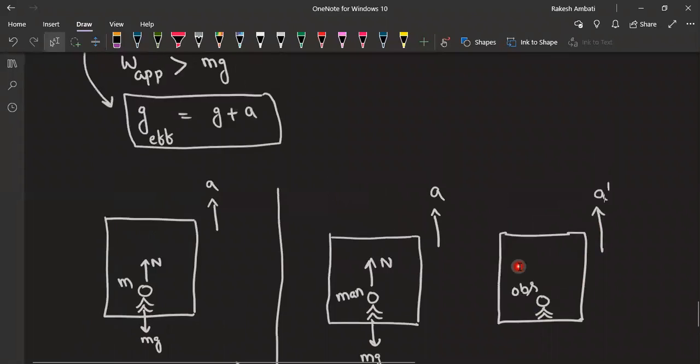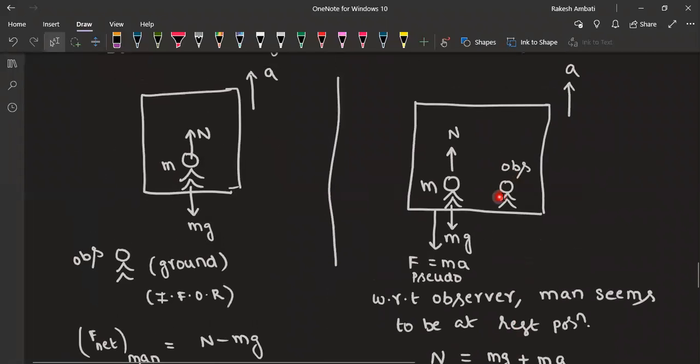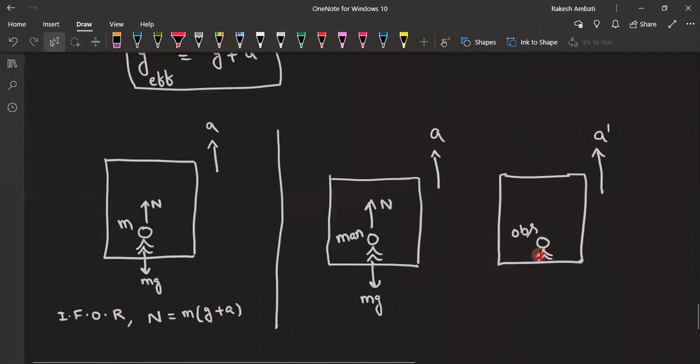Now this is the case. In the previous case, we took the observer in the same lift where the man is standing. But in this case, the observer is standing in a different lift and this lift is moving upwards. This observer is observing the man. In this case, we have to find the normal force.